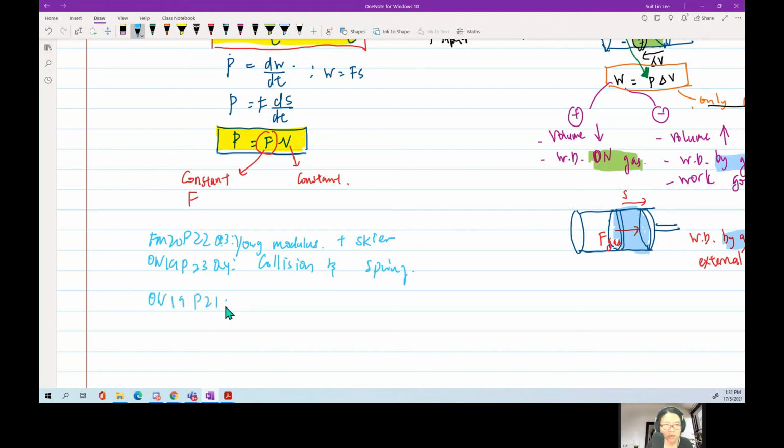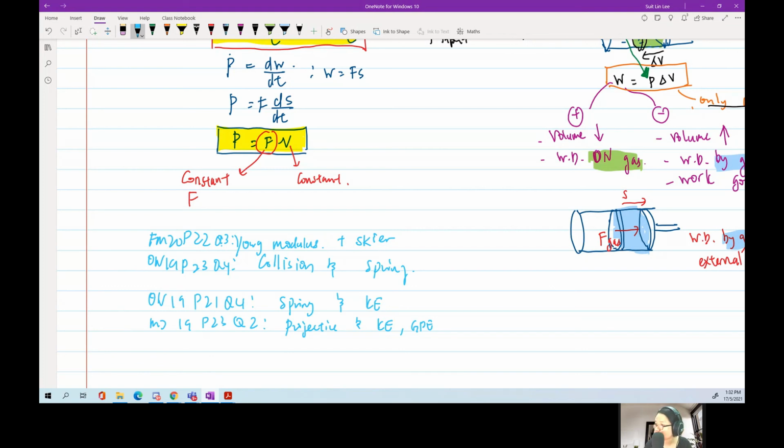ON19, paper 2-1, question 4. Spring and KE. Very similar to the ball, but not identical. Okay. You can do May, June 19, paper 2-3. Basically, I'm looking at the more recent questions. Question 2. Projectile and energy. KE, GPE. Well, I think, okay, we did KE. There's a lot of springs here.